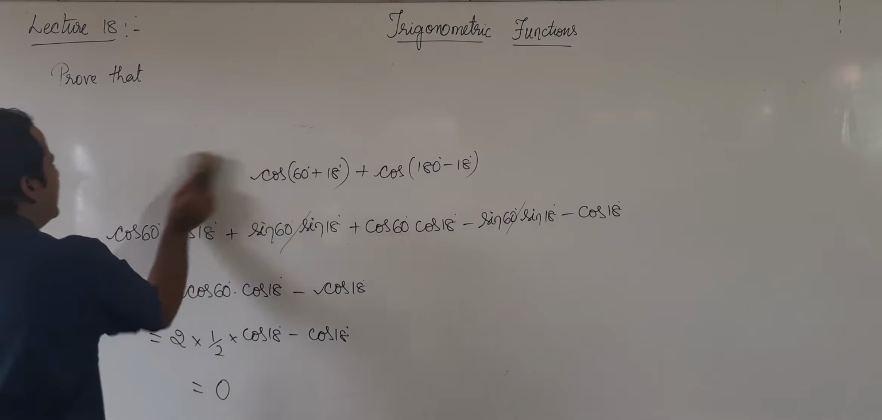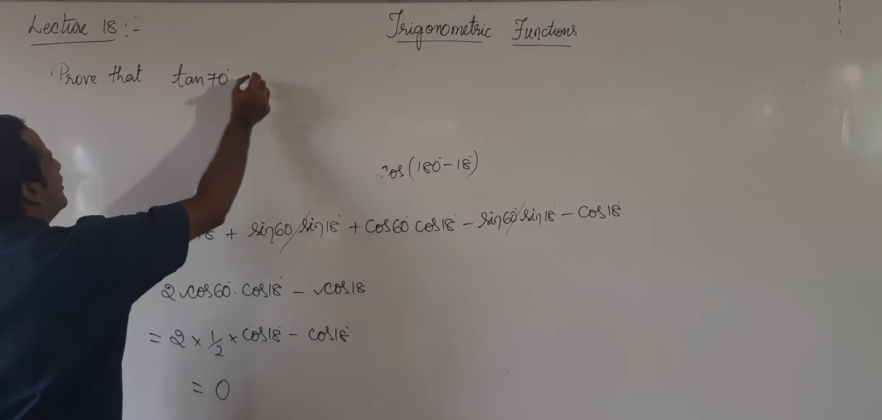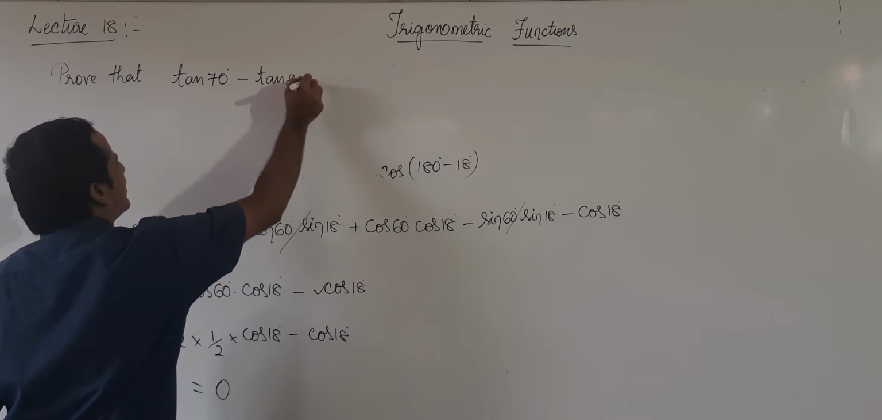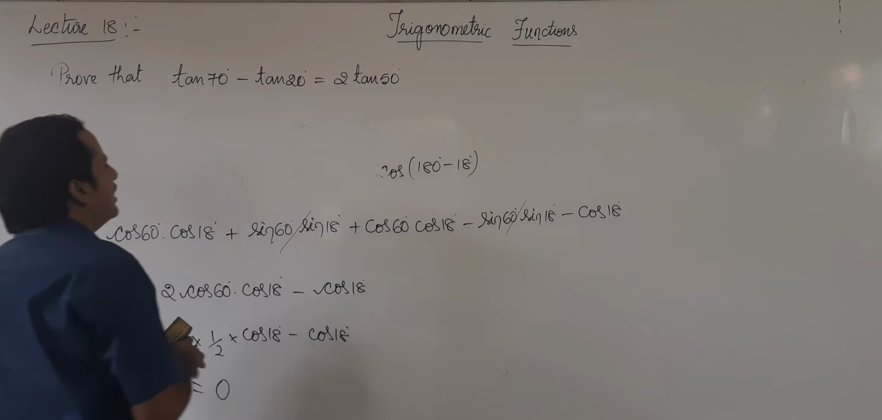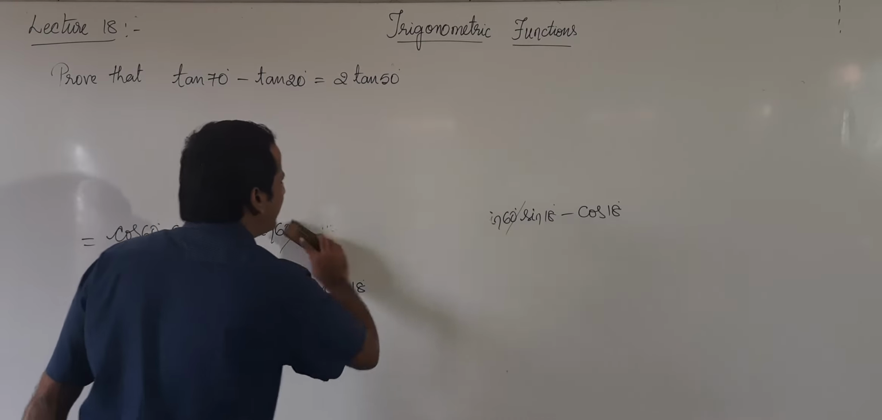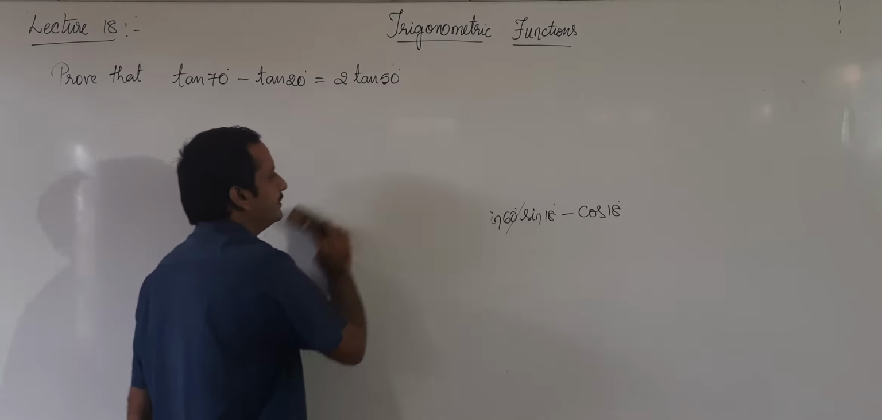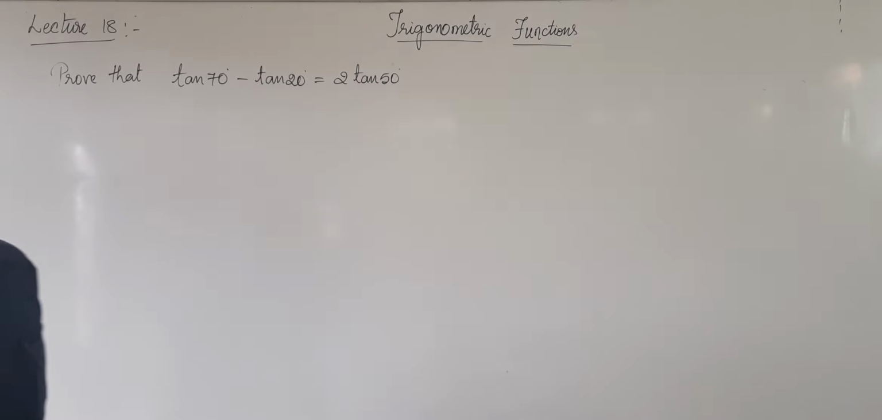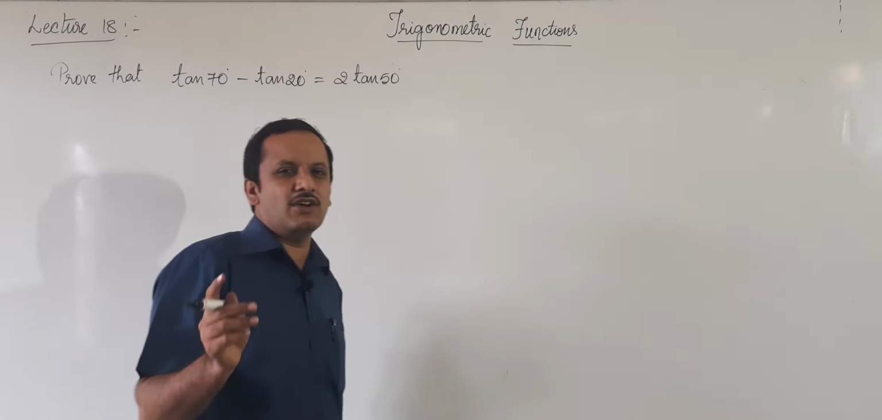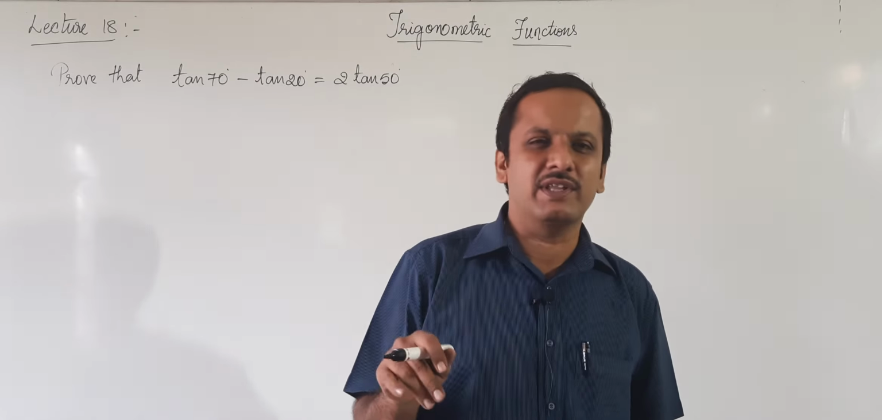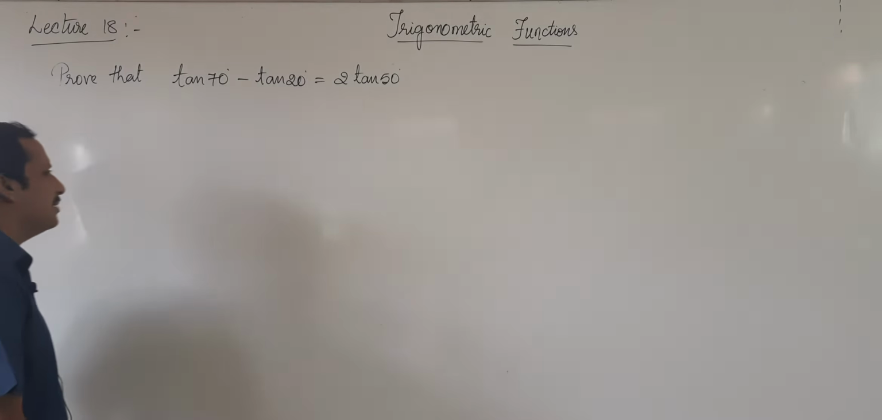Prove that tan 70 degree minus tan 20 degree is equal to 2 tan 50 degree. Now, directly I cannot use the tan A minus B formula. It's not like tan A minus B, it is tan A minus tan B. For that we don't have any direct formula. But we know a formula for tan A minus B, right?